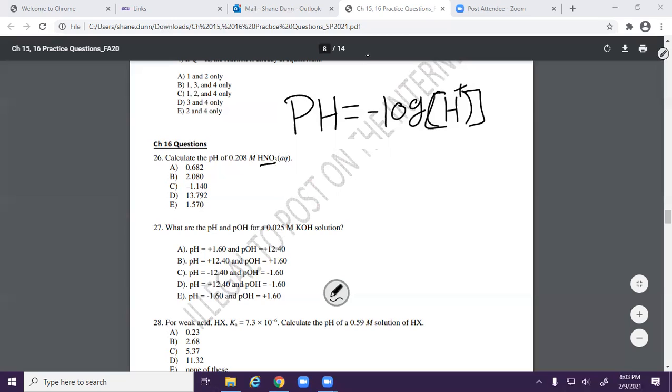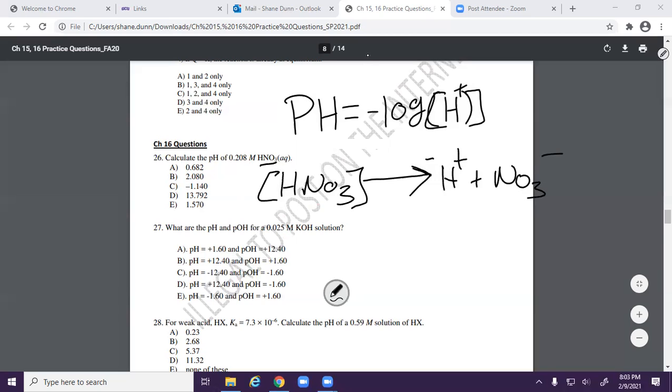So HNO3, it's one of the strong acids, correct? Which means it dissociates 100%, which means there is no reverse arrow. It only goes in one direction because it is strong. You'll make this, and you will make this. Does that make sense? So the concentration of this is the concentration of your hydrogen. Does that make sense?